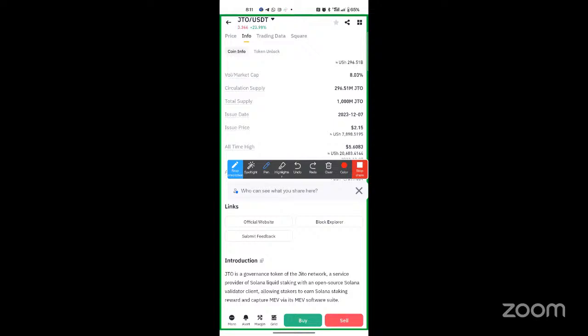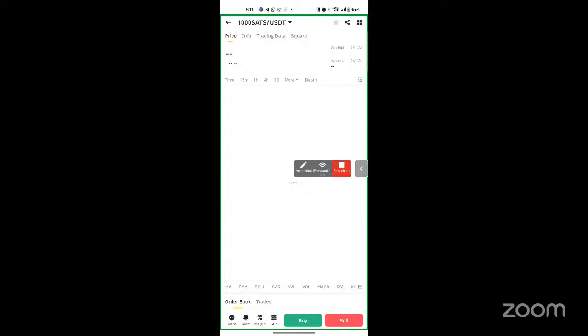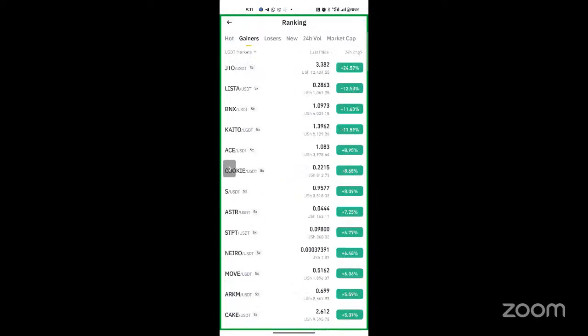A service provider of the Solana liquidity staking with an open source Solana validator client, allowing stakers to earn Solana staking rewards and capture MEV via its MEV software suite, but we can go into details later. So since this coin is a liquidity provider, you put in your money and you are able to earn more, you can find it doing well because it has a problem it is solving in the space. So you find that money is flowing so much into cryptocurrencies that are solving challenges in the market. So if you are planning to go long term, find cryptocurrencies that have issues they are solving in the market.